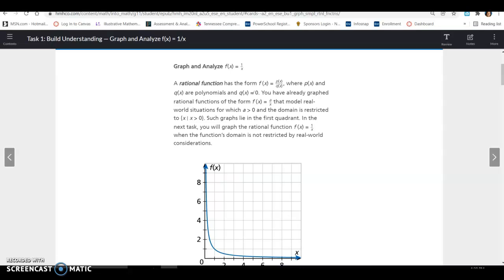All right, if you remember, a rational expression or a rational number is a fraction. It's something over something else. So to graph a rational function, it's going to be in the form f of x equals p of x over q of x. So it's going to be in fraction form, where p of x and q of x are polynomials and q of x is not equal to 0. Remember, you can't have a denominator equal to 0.